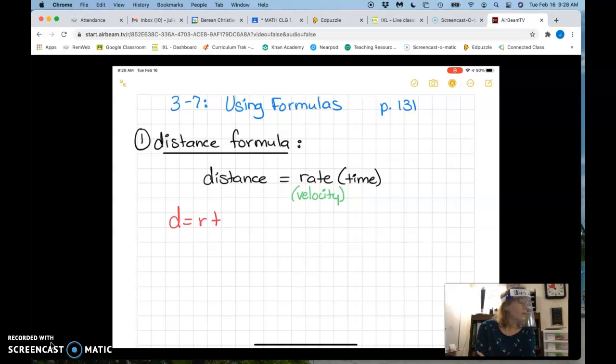Now, a lot of times they're going to ask you to find the distance when we use this formula. But sometimes they're going to ask us to find the rate or the time. So we're going to make our formulas for each one of those too, okay? If they're asking you to find rate or velocity, it's going to be R equals D over T. And what does a fraction mean? Divide. So if they're giving you the rate, then you're going to have to divide to find what is missing.